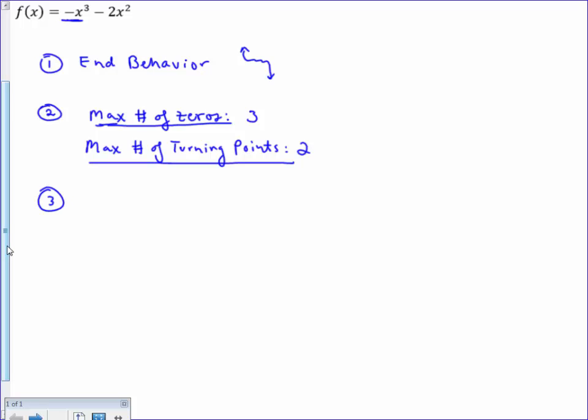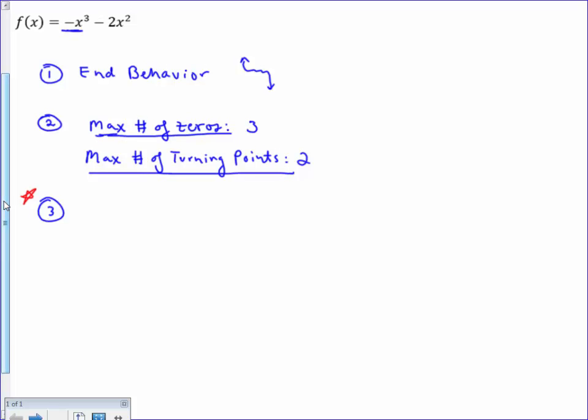Step 3, we need to determine the y-intercept. You might want to start this step. To determine the y-intercept, you will always substitute 0 in for x into our function. So basically let x equal 0 and evaluate the function at that point.